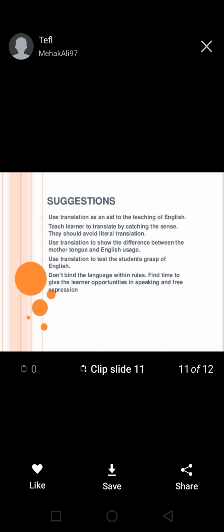Use translation to show the difference between the mother tongue and English usage. Use translation to test the students' grasp of English. Do not bind the language within rules. Find time to give the learner opportunity in speaking and free expression.